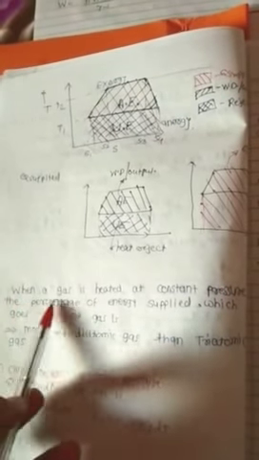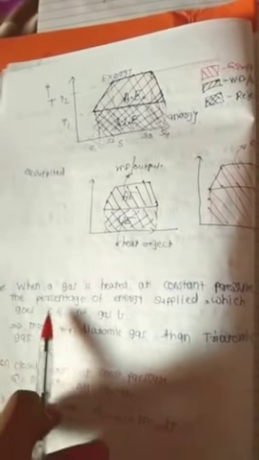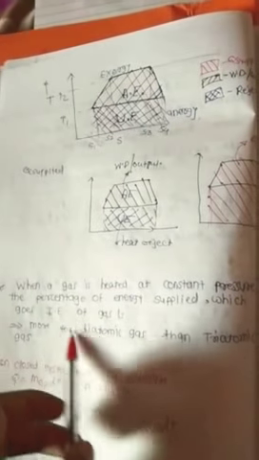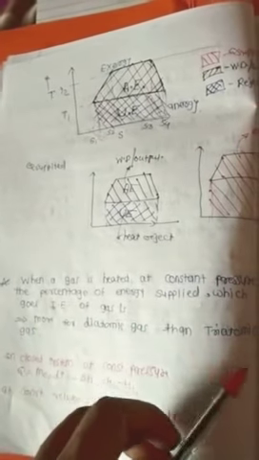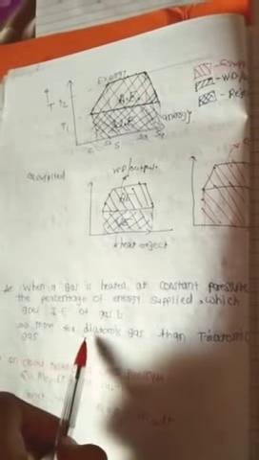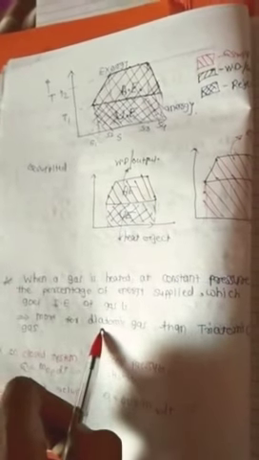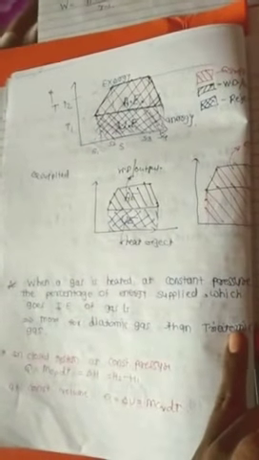If you see, what is that concept? When a gas is heated at constant pressure, the percentage of energy supplied which goes to the internal energy of the gas is more for diatomic gas than triatomic gas. That means at constant pressure the percentage of energy supplied is the same. So how much is the internal energy of the gas? Of course it is more in diatomic gas. Diatomic gas means, you know, carbon dioxide, or we can say the fuel we use, that is nothing but the diatomic gas. So that internal energy is more than in the triatomic gas.